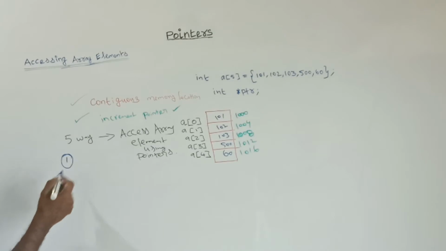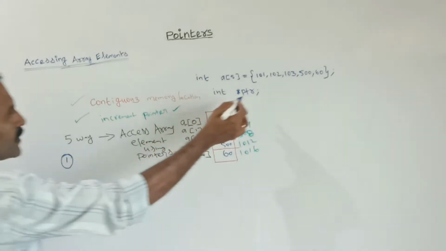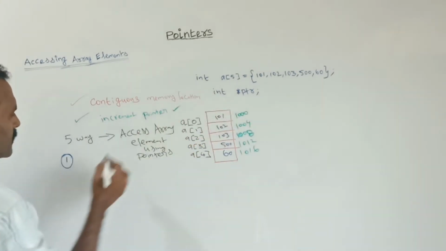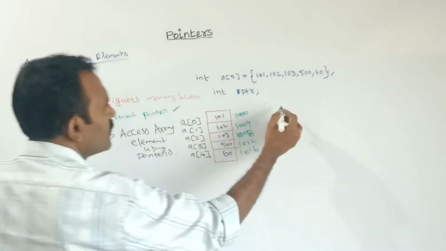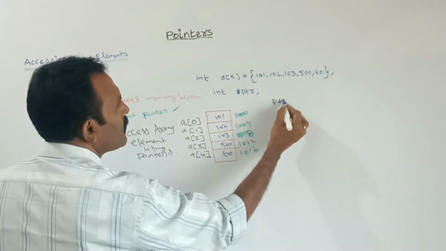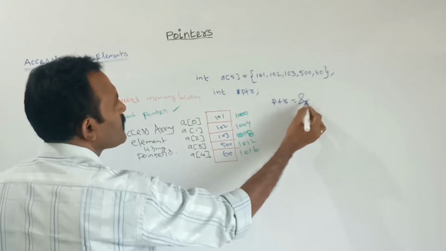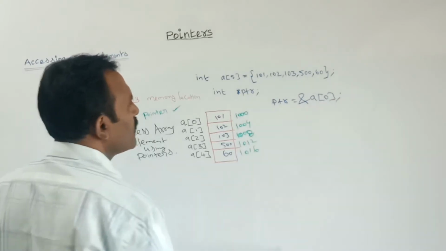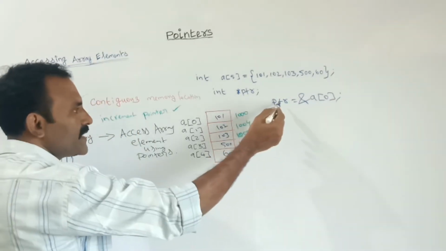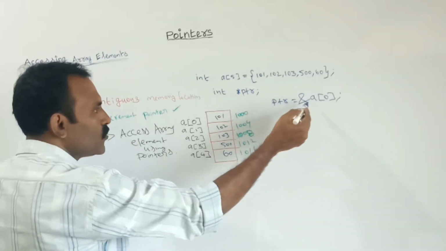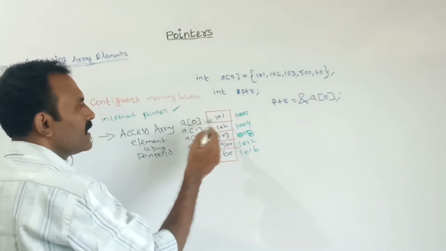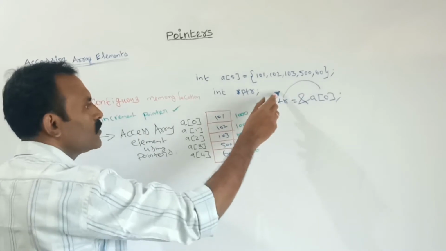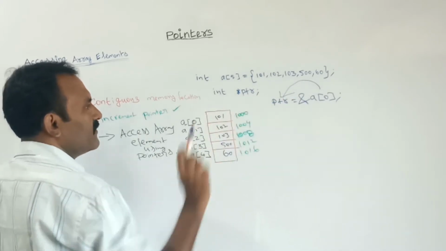First one, we can use it like this. I am storing the address to the pointer variable. Here the pointer variable name is ptr. So ptr is equal to address of a of 0. Now what will be the value inside this ptr? I am telling it to store the address of the 0th position. What is the address of a of 0th position? 1000. So this 1000 was stored to the ptr variable.